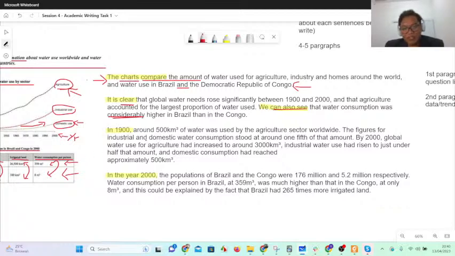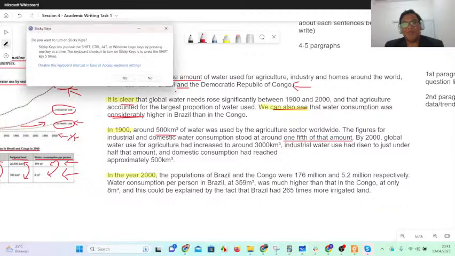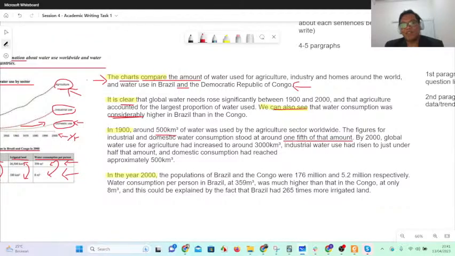Now, if we continue to the next paragraph, this is where it gets a lot more specific. In 1900s, around 500 cubic kilometer of water was used by the agriculture sector worldwide. The figures for industrial and domestic water consumption stood around 1/5 of that amount. So we avoid repeating the same expression here. Here we use a specific number, right? And here we use a fraction, basically.